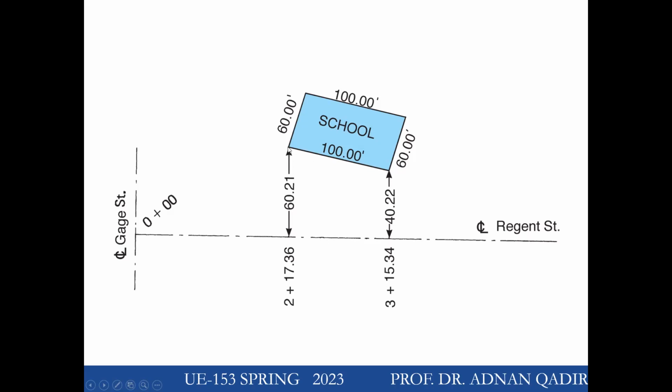Now I can easily know how this school is oriented. And once I know this point, I can always lay out this 100 by 60 building in this manner.